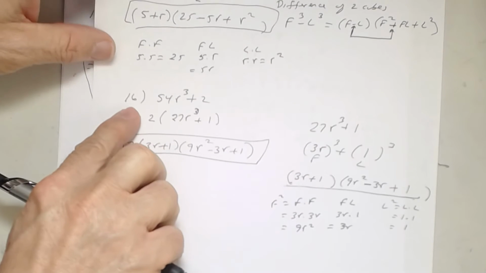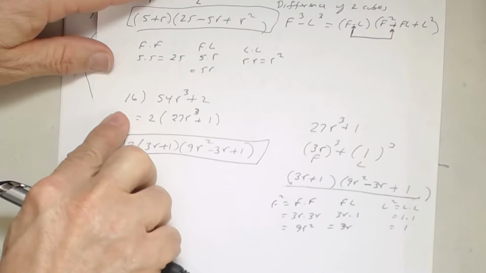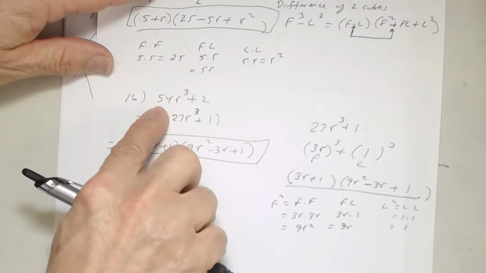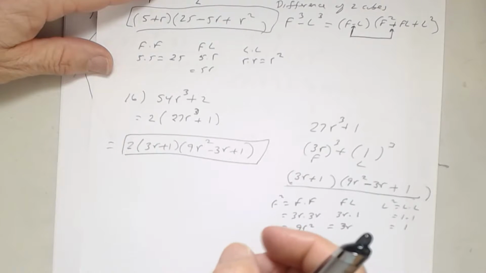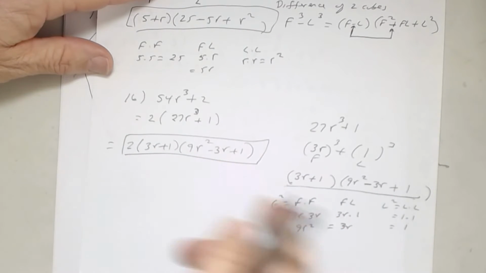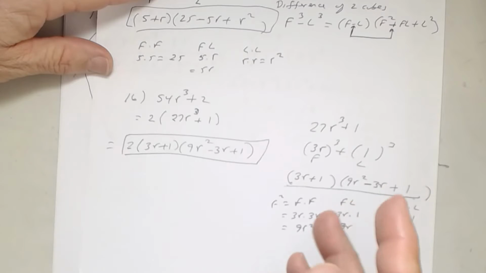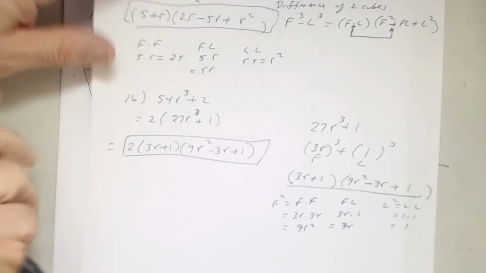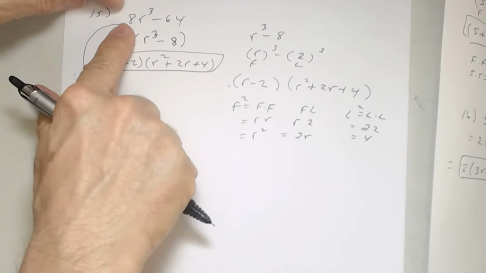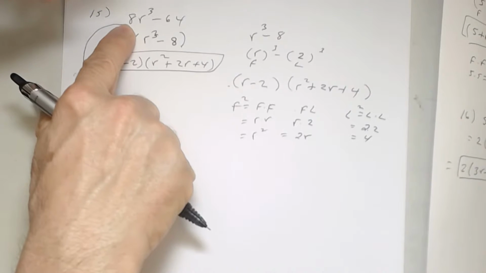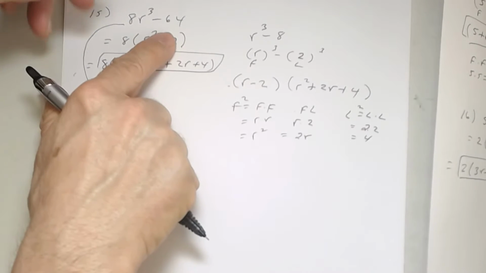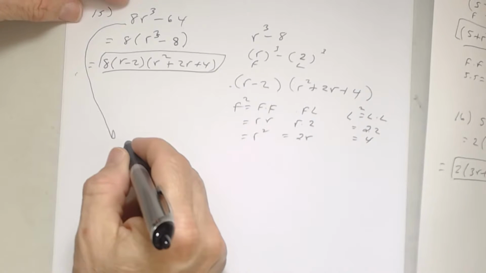Now, in number 16, you had to take out the GCF right away because 54 is not a perfect cube. No whole number times itself 3 times is 54. Same thing for 2. So you had to take out the 2. But here, some of you can think of looking at 8 and say, well, that's already a perfect cube. 64 is a perfect cube. So what you would have is this.